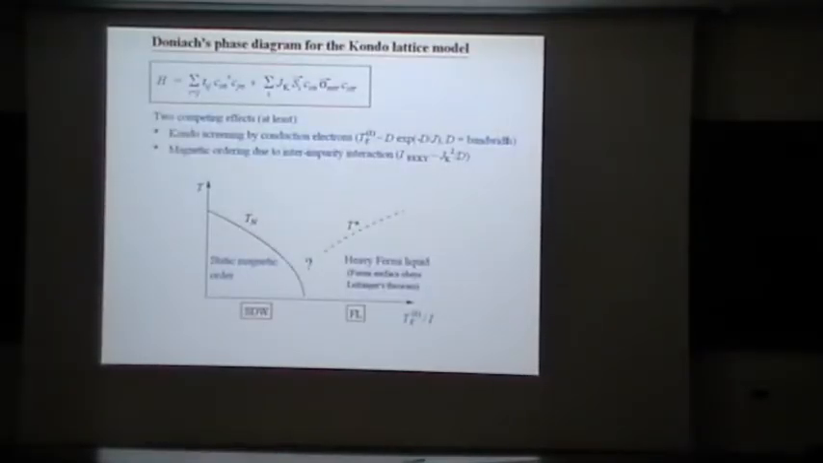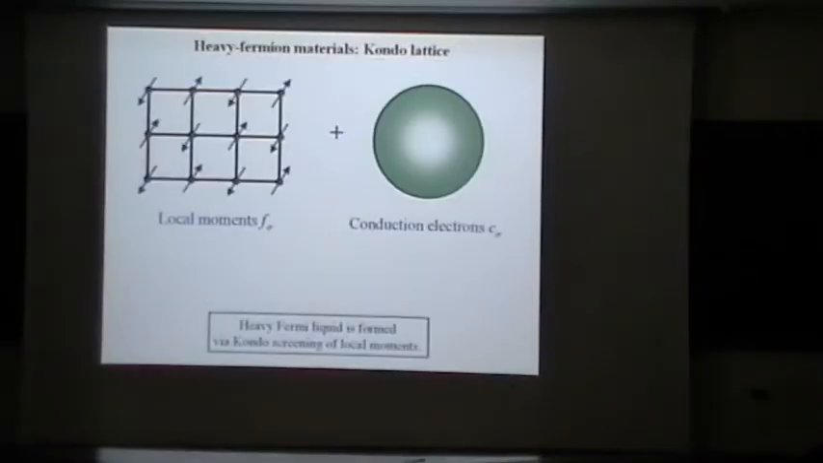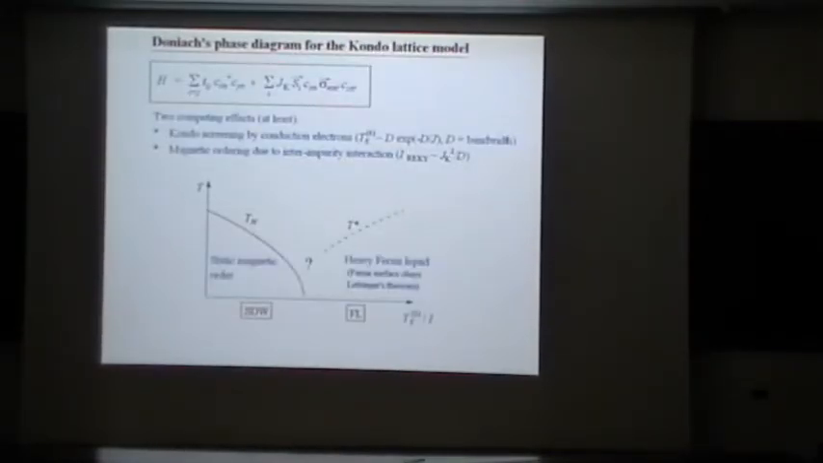But this is not the only thing which can happen. So here again is a quantum lattice Hamiltonian, conduction electrons and some coupling to the local moments. But apart from the Kondo screening, there's another effect, namely there could be magnetic ordering of these moments, which is already what this picture suggests, now mediated by RKKY interactions.